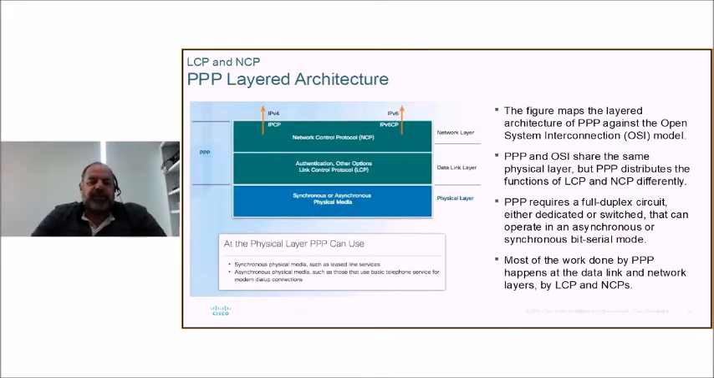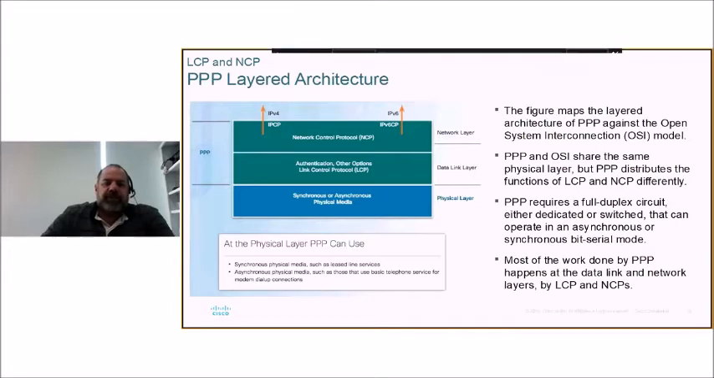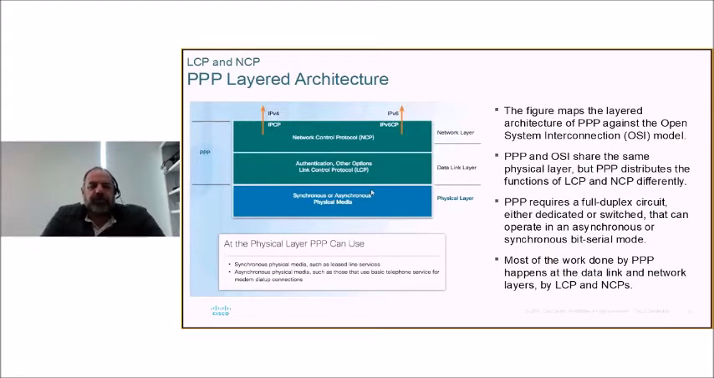PPP has its own layers within it. NCP, the network control protocol, is basically the interface between it and the layers above, and there's actually a control protocol for each layer 3 protocol that it uses. Then basically all of the purely layer 2 stuff is done by the LCP, the link control protocol, including authentication and other options. The figure maps the layered architecture of PPP against the OSI model.